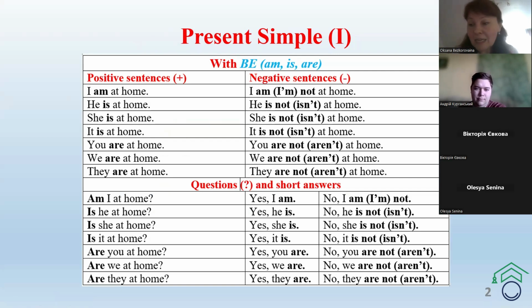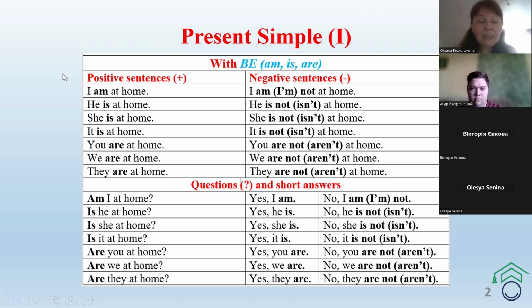And we can say that there are two ways of how to form the present simple. The first way is with the help of the verb to be. I'm sure you remember that to be has three forms in the present simple: am, is, are. We use am when we talk about ourselves, I, for example, I am at home. We use is in the third person singular, he, she, it. And we use are with you, we, they.